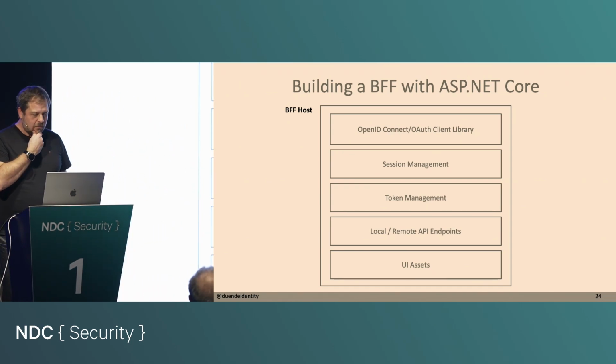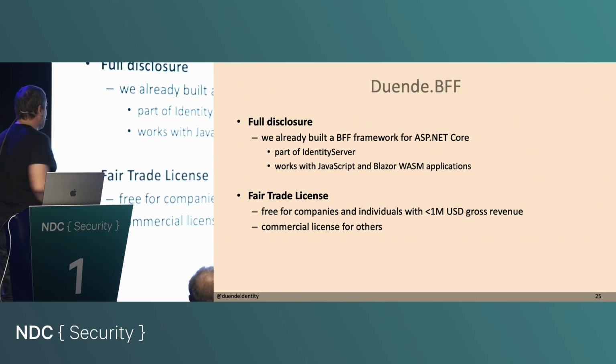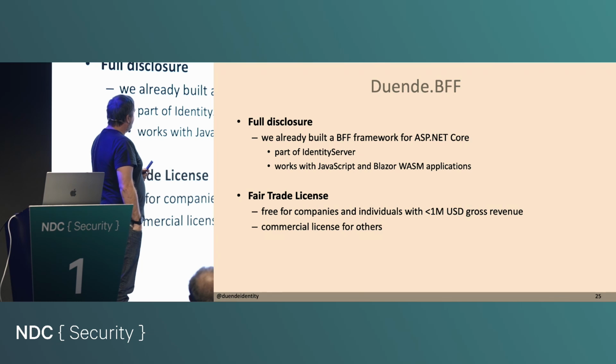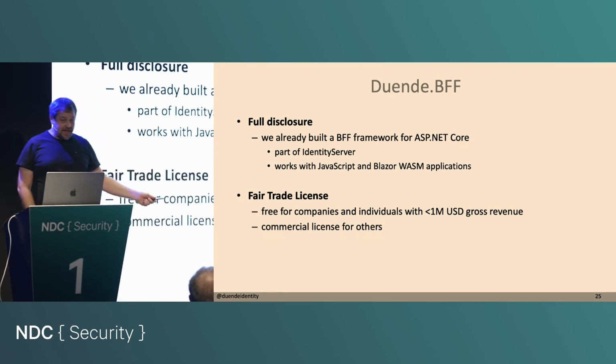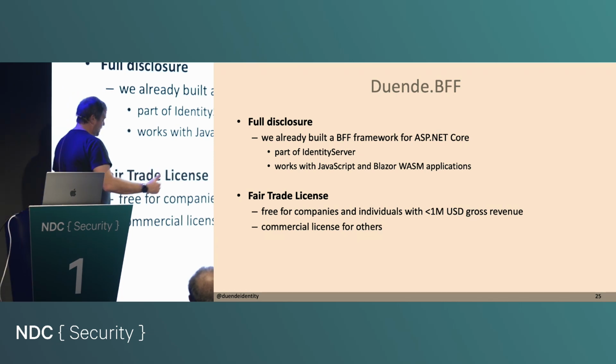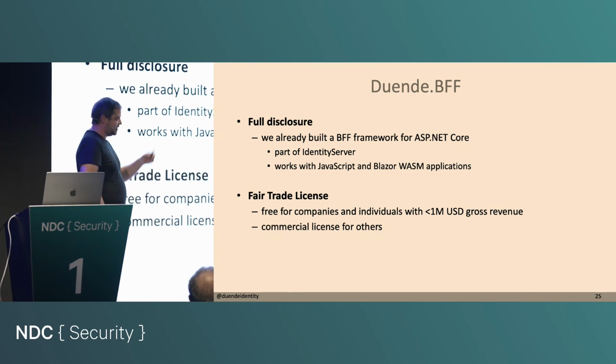Okay? So, full disclosure, I worked on a commercial product called the BFF. It is exactly doing what I'm showing you. This is not about selling anything. The library is free for individuals and companies with less than $1 million of revenue. If you are above that threshold, you can afford it. Otherwise, just keep using it.